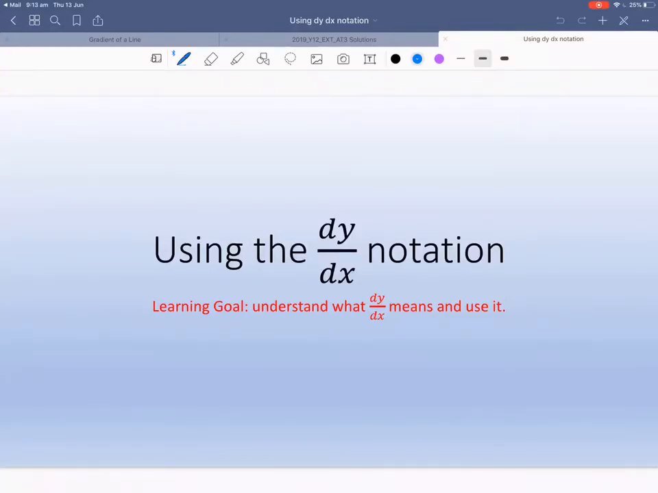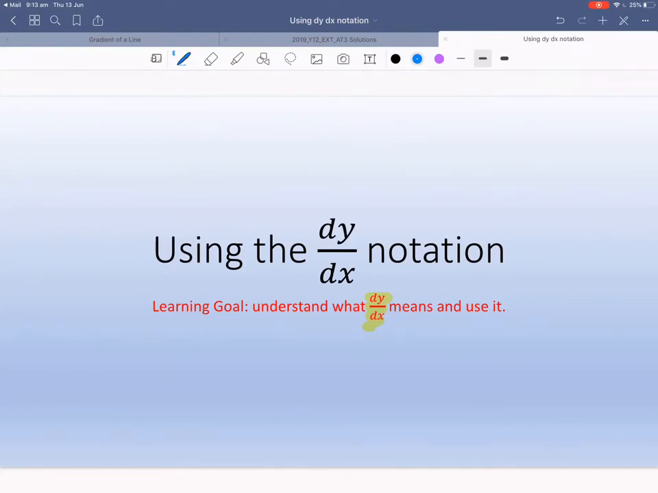So this lesson is using the dy/dx notation, all right? And the learning goal is simply learning what dy/dx means and how to use it. Now, it shouldn't be new, because we're simply going to derive. It's just a different notation.